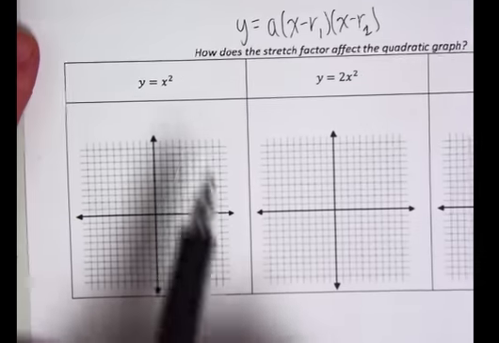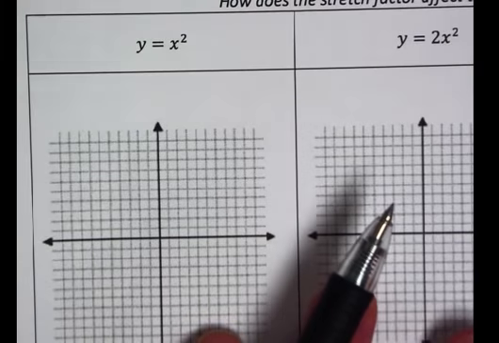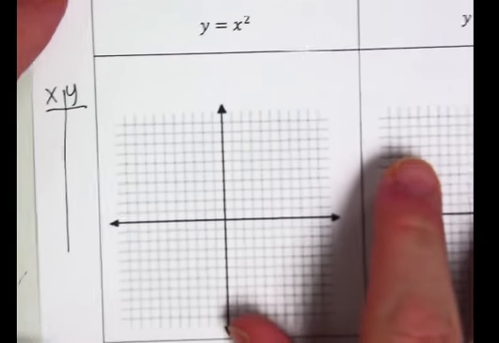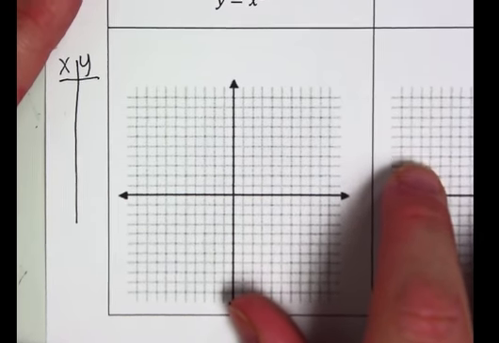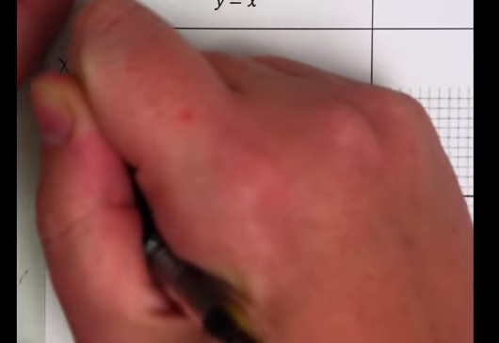Let's start with just the generic x squared graph. This is what's called the parent function, and that's because all other quadratics will have the same shape as x squared, and they'll behave the same way as just y equals x squared. So let's test with some different values for x.